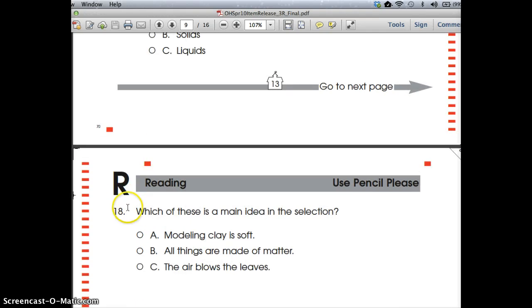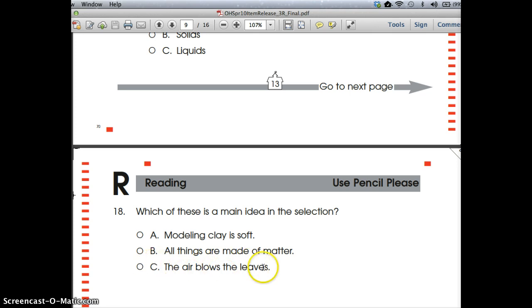And here's the famous main idea question again. Number 18, which of these is a main idea in this selection? A, modeling clay is soft. Is that an umbrella idea that holds all the other ideas underneath it? Modeling clay is soft. Is that the big idea? Or B, all things are made of matter. Is that the big idea? Or C, the air blows the leaves. Do all the things in the passage go with this one?